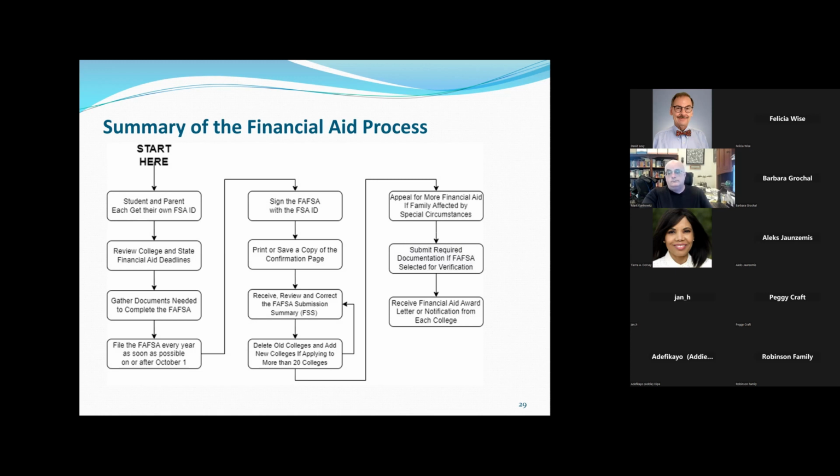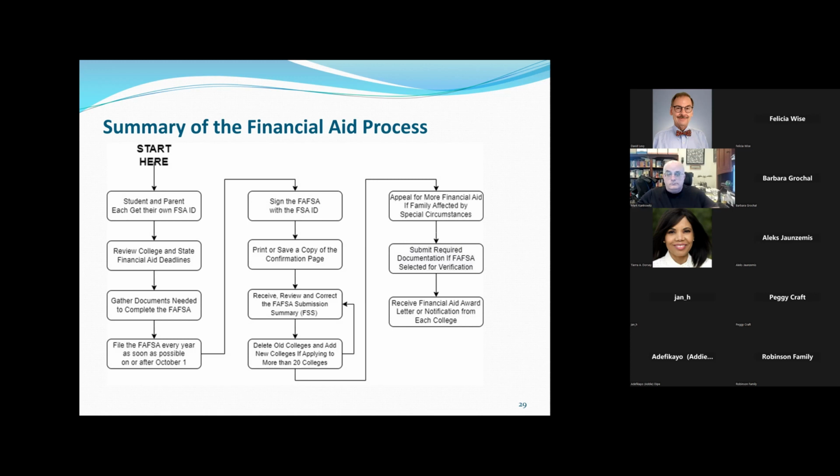Students should keep a copy of all forms they submit and copies of all documentation used to complete those forms. Once the student receives the FAFSA submission summary, they should review it, correct any errors on the FAFSA submission summary by logging into fafsa.gov, and print or save a copy of the FAFSA submission summary as well as the confirmation page. Again, the FAFSA submission summary will not be sent out until sometime in March.